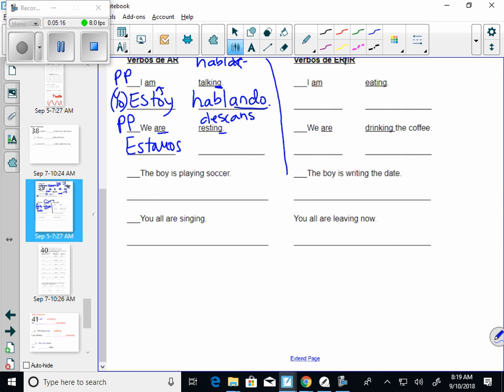To rest is the verb descansar. Now, descansar right up there means to rest. Obviously, it's an AR verb. I'm going to assume that we know why it's an AR verb. Why is it an AR verb? Because it is an AR. Thank you. Okay, that was a good assumption.